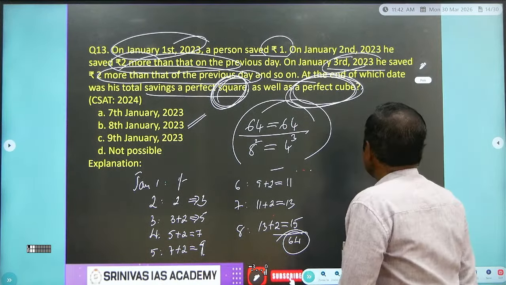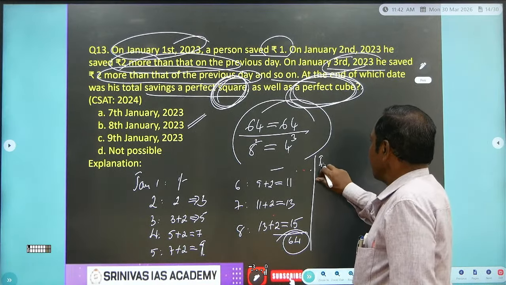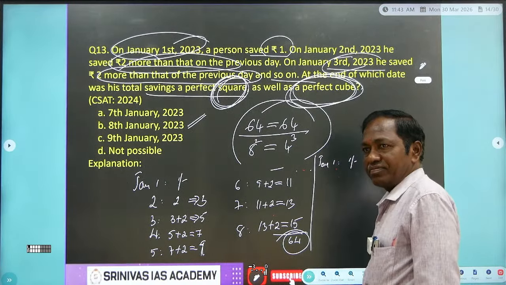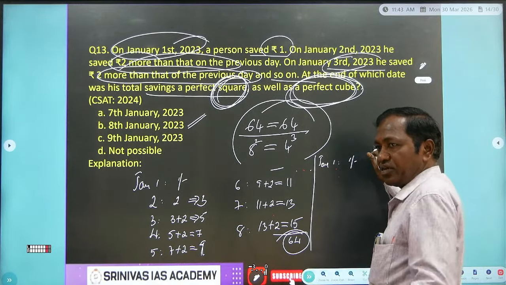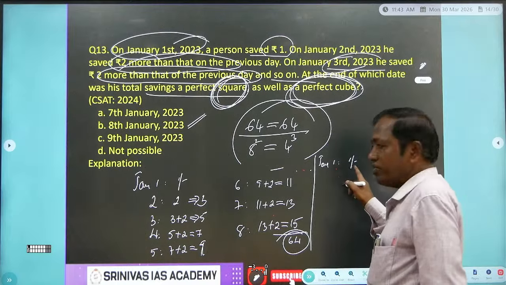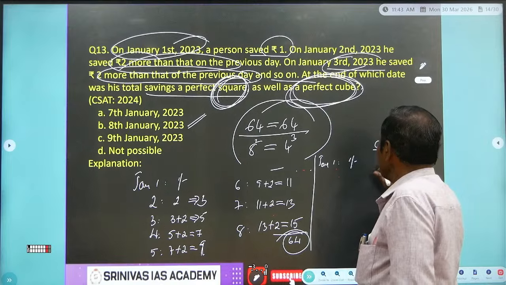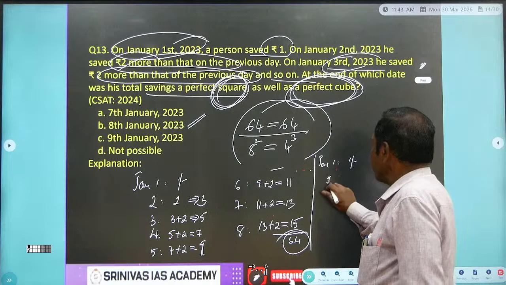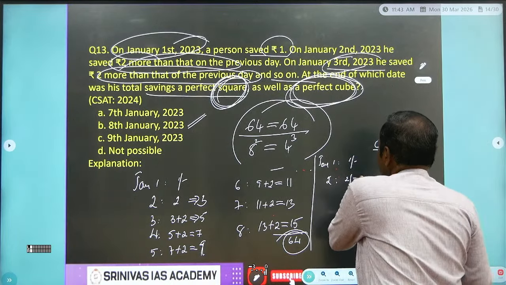See, if you want to see in detail, I'll tell you, that is here. And January 1. What is the savings? 1. You write here. I will write here also, you can see. January 1, what? 1 rupee. Cumulative savings, how much? 1 total. On January 2, what is the savings? 2 rupees more. 1 plus 2 is what? 3. Correct?